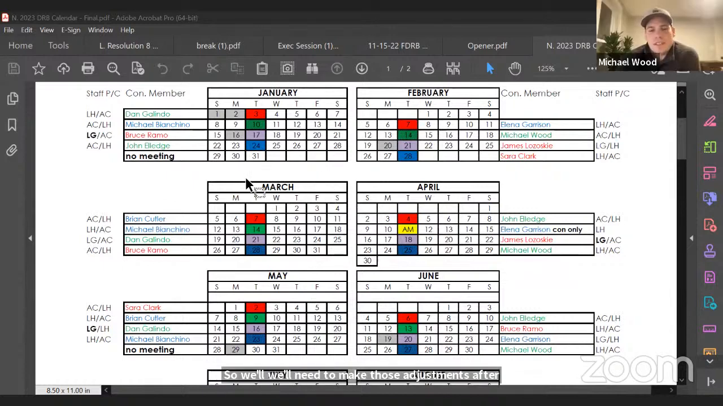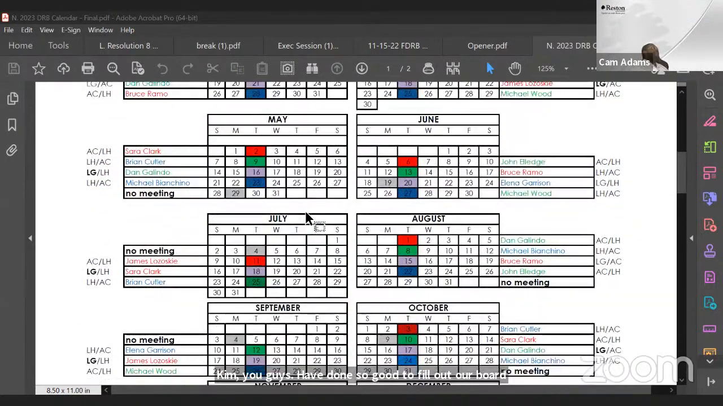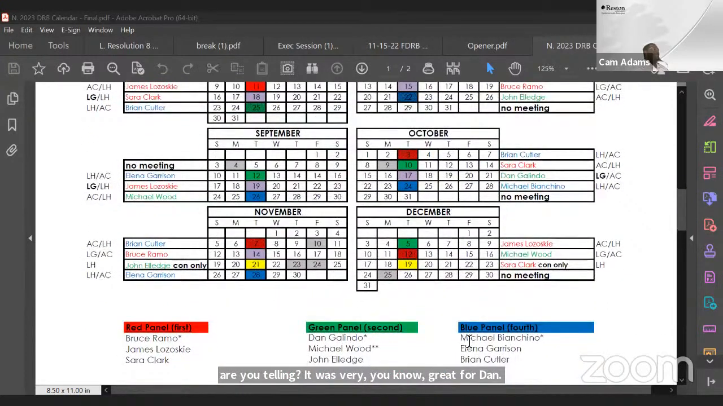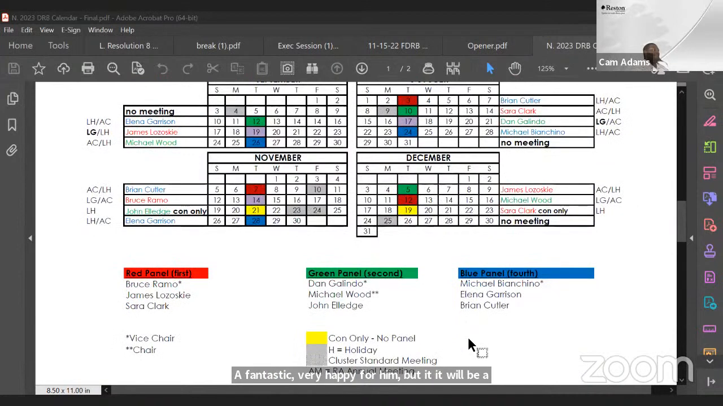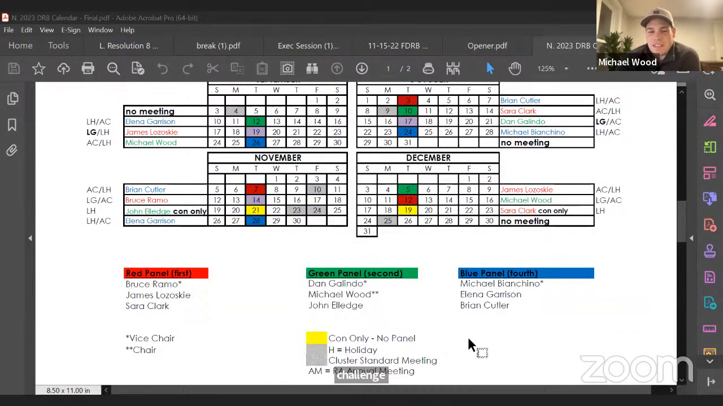Cam, you guys had done so good to fill out our board. Who are you telling? It was great for Dan, fantastic, very happy for him. But it will be a little bit challenging to find another design professional, but we're up for the challenge. Yeah. And so I think the calendar looks good. If everybody could just take a look at it and give feedback via email. I don't think this far in advance, so I'm sure I have a conflict. I have no idea now though, but I'm sure I will. And I'll get with my significant other to finally make sure that this looks good, but I'm sure it's fine.